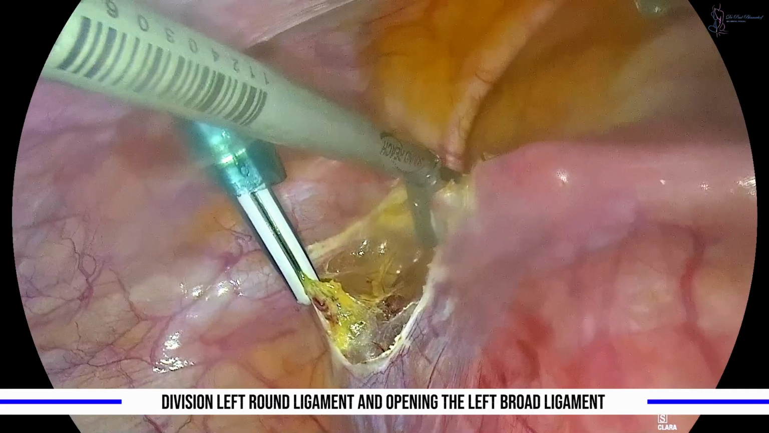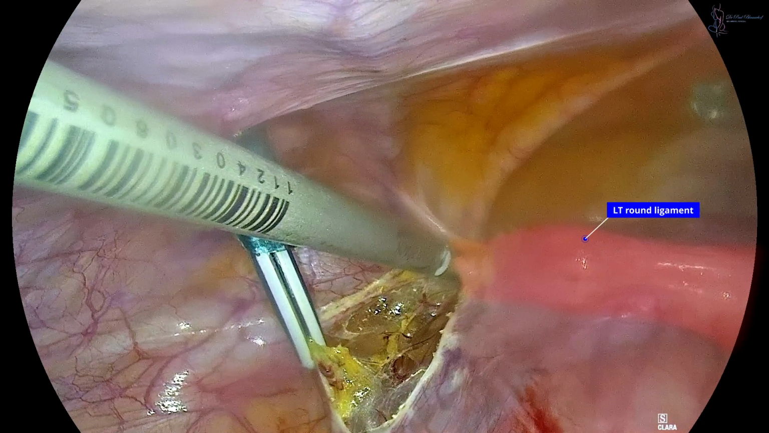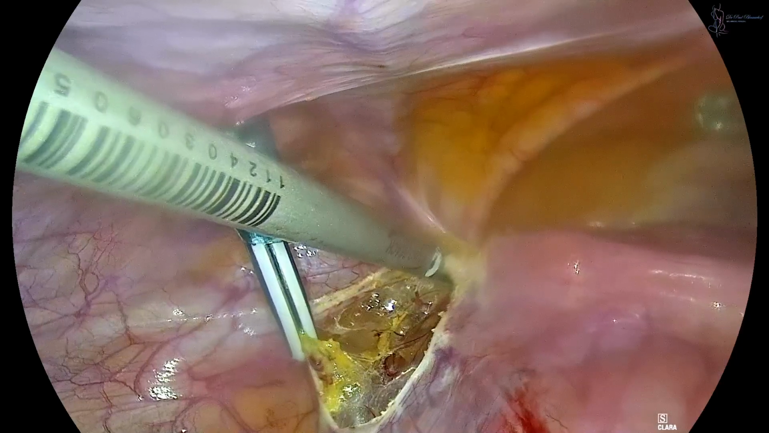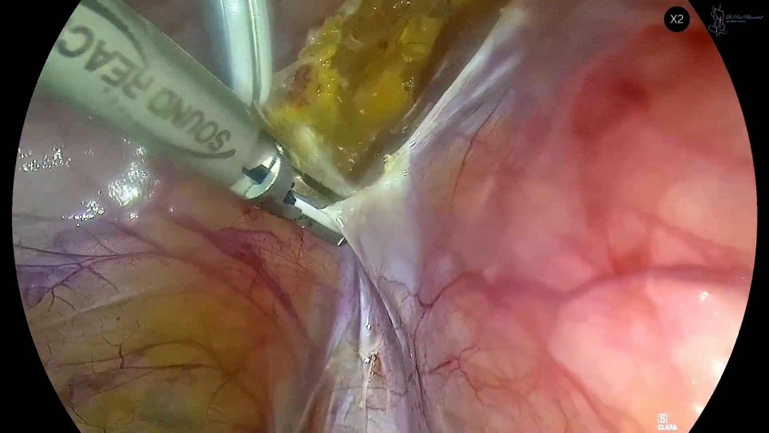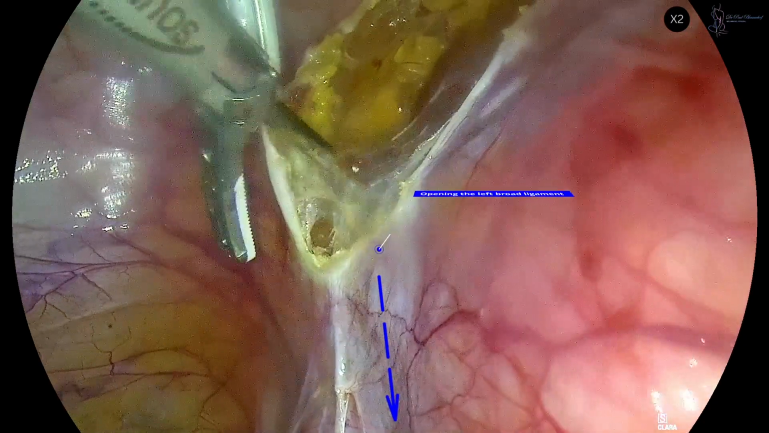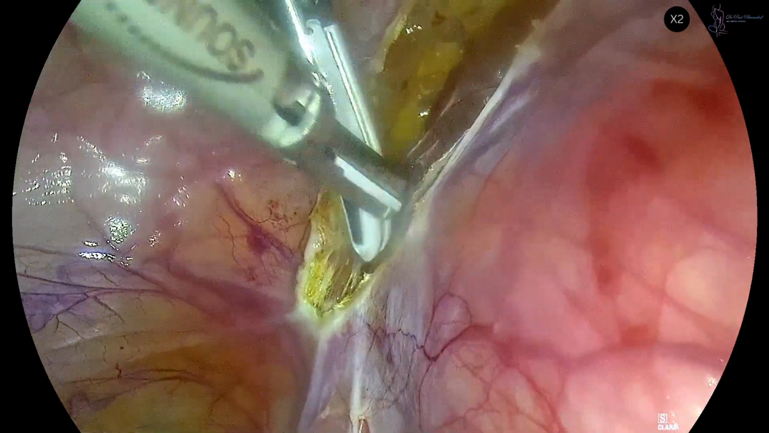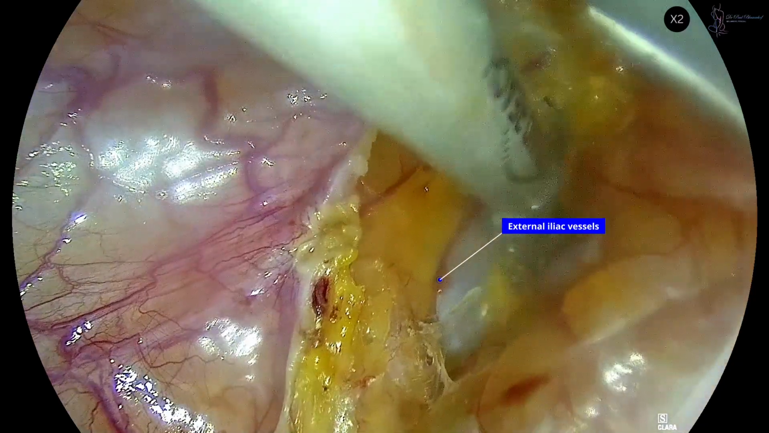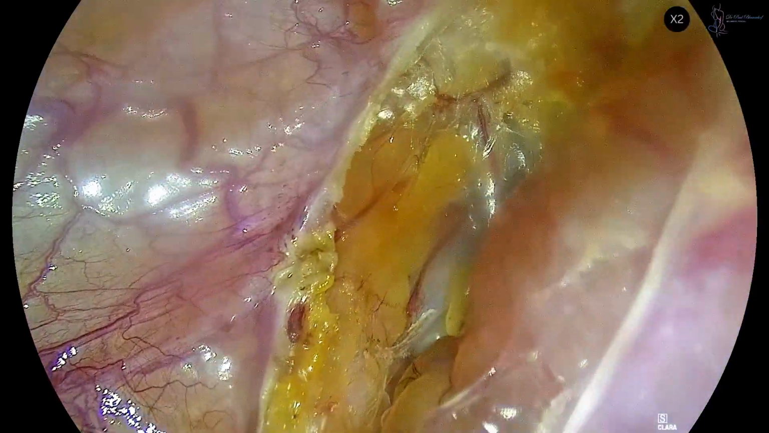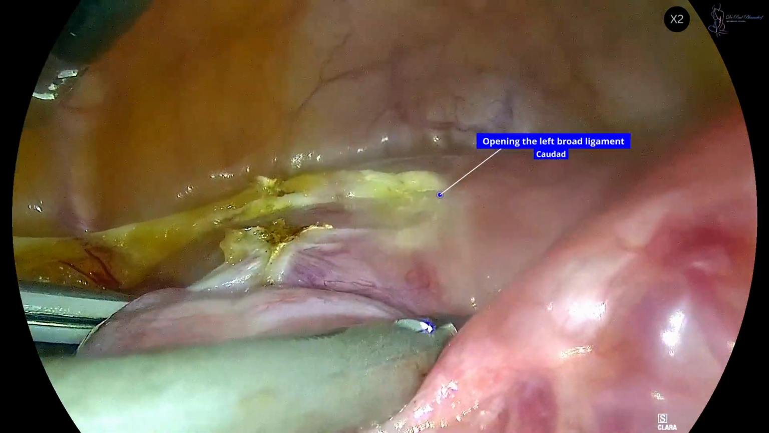The procedure begins with the division of the left round ligament, extending the incision parallel along the left IFP, and opening the left broad ligament. Opening the left broad ligament continues caudad.